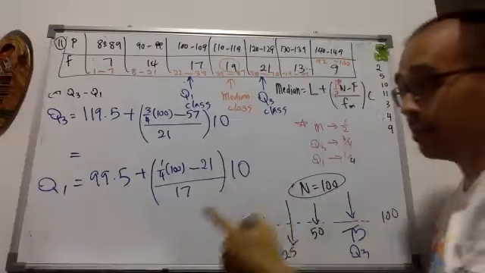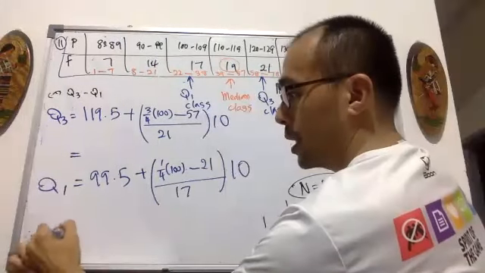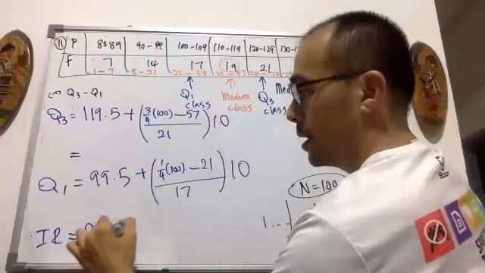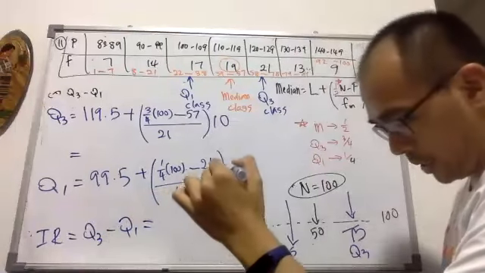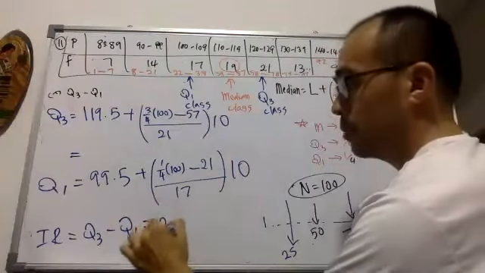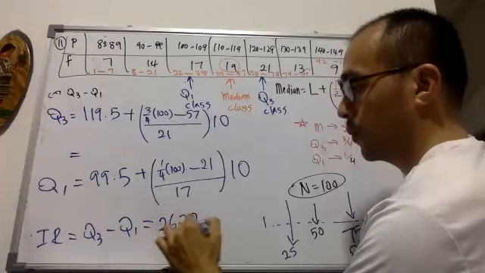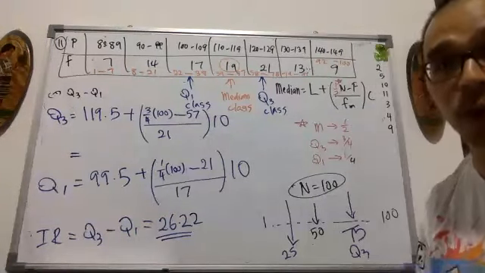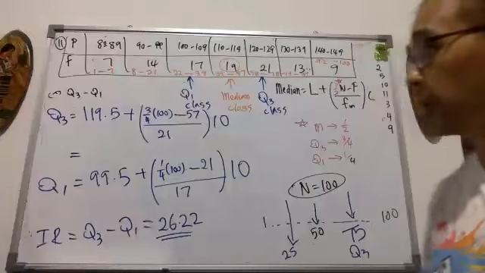Once you calculate both, then you find the interquartile range, which is Q3 minus Q1. You will get the answer 26.2. This is the final answer that we want.